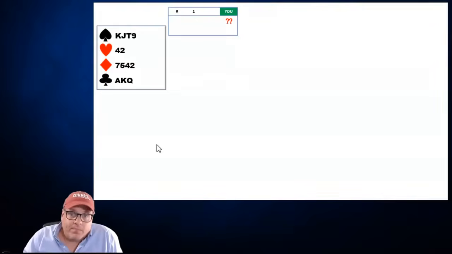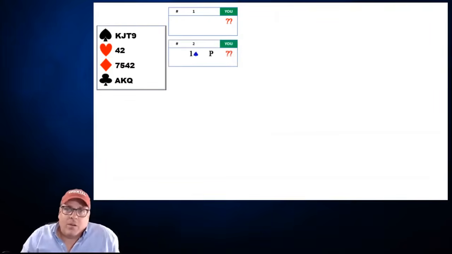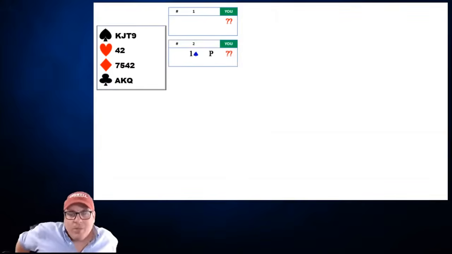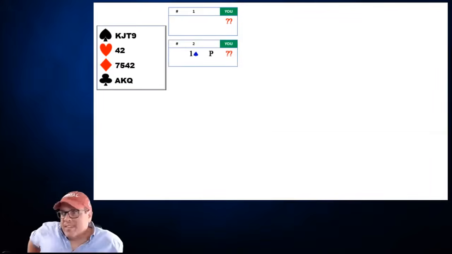If I add a club, you still open a diamond, right? So when you're 4-4, you open diamonds. When you're 3-3, you open clubs. Any other time, you open your longest minor, right? That's it. Beautiful. Now, a better question. Partner opens a spade. Make your bid. What do you do after a spade passed to you?